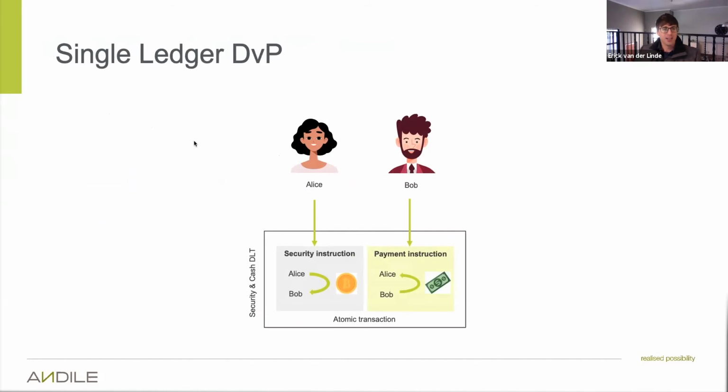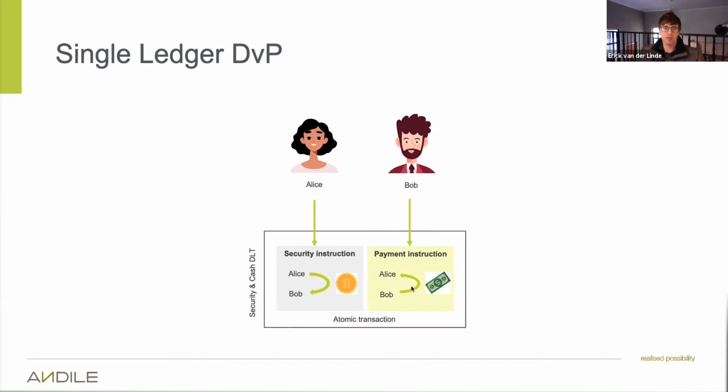Okay, so now we get to single ledger DvP. So we have Alice and we have Bob, and Alice would like to transfer securities to Bob in exchange for some cash. So as you can see here, there are 2 instructions that form part of the same transaction. So both this security instruction and the payment instruction live on the same blockchain. So this is the securities and the cash DLT. So what would happen is Alice creates the left-hand side of this transaction, Bob creates the right-hand side of the transaction, and together it forms a full set of instructions which becomes an atomic transaction.